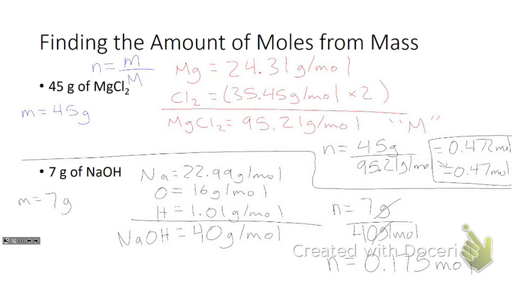But if you wanted to do it in sig digs, how many digits are in 7 grams? 1. So this one should also go to 1. In that case we need to look to the right of it. It's a 7, so we round up. So N is equal to 0.2 mole. Good? All right.